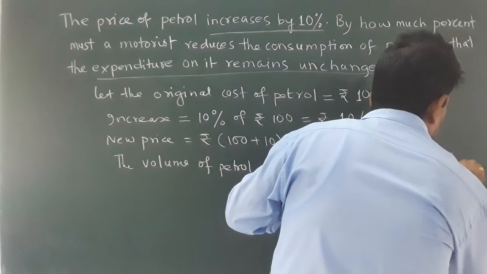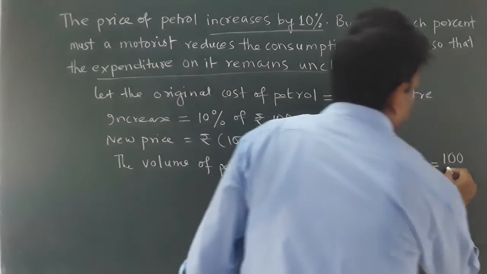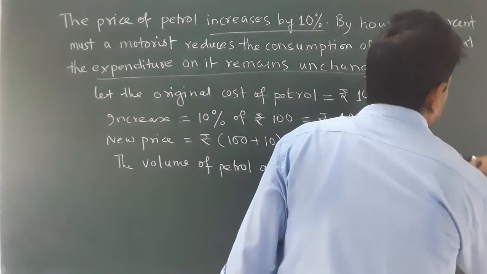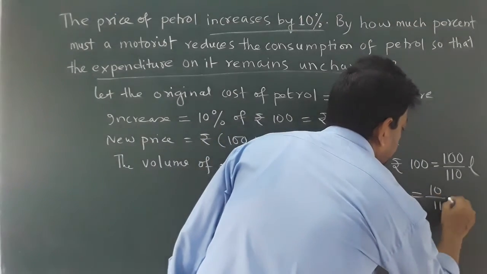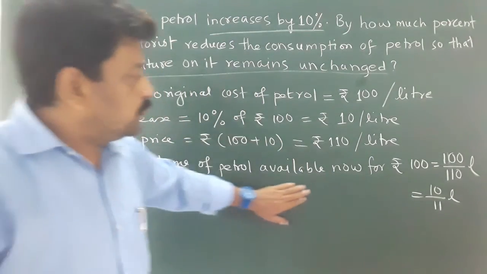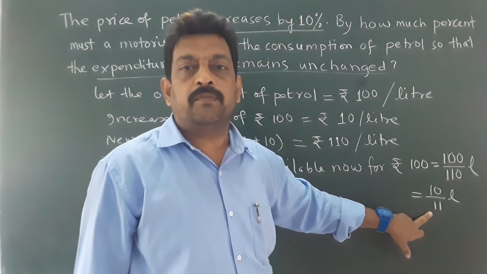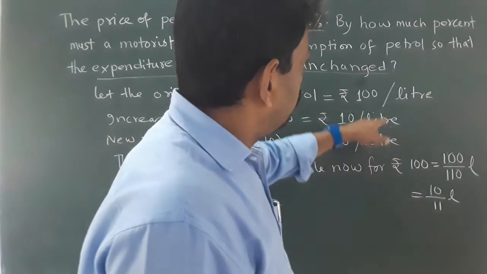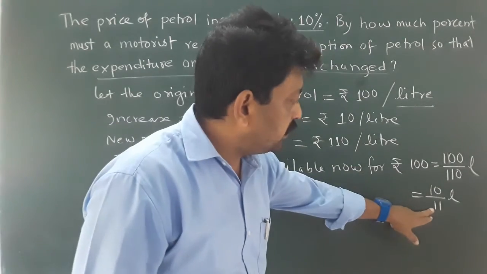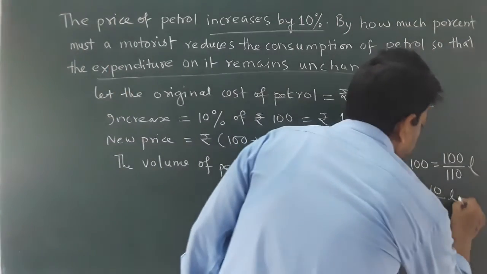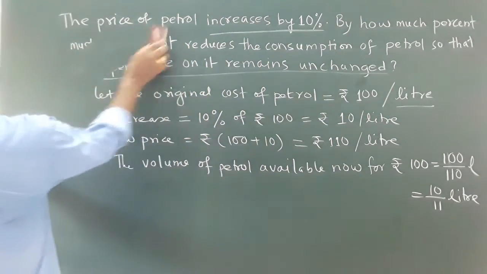This was the original price or cost, and this is the new cost. This much liter we will get now, and that equals 10 upon 11 liter. So now with rupees 100 he can buy 10 upon 11 liter of petrol. Previously he was buying 1 liter of petrol. Now he is getting 10 upon 11 liter. So there has been a reduction in it. Let me find the reduction.